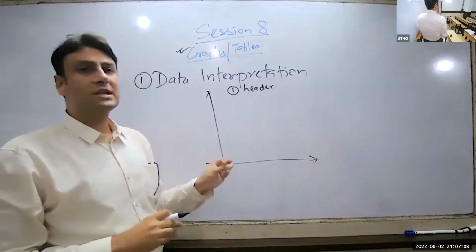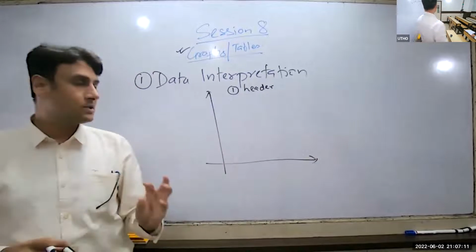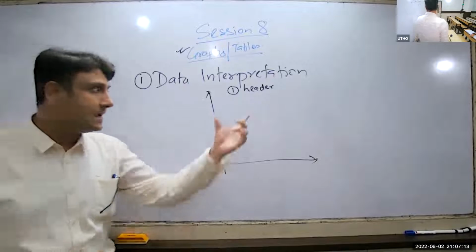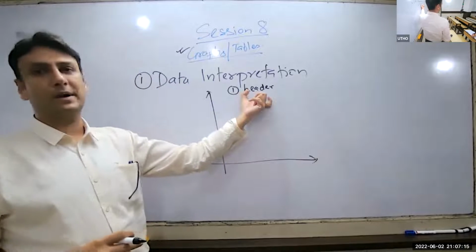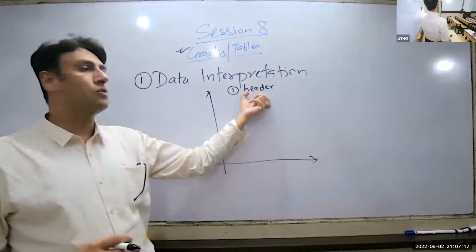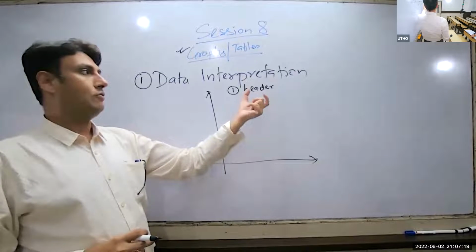This is talking about sales versus months. This is talking about production versus. What is this graph? You have to read the header. You should not jump to questions directly. Okay, so you have to read the header.